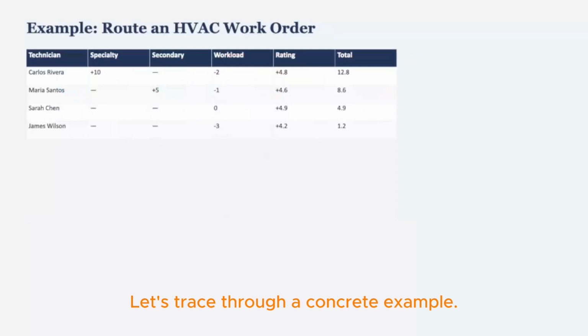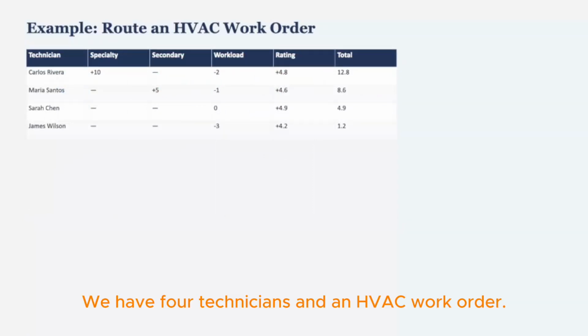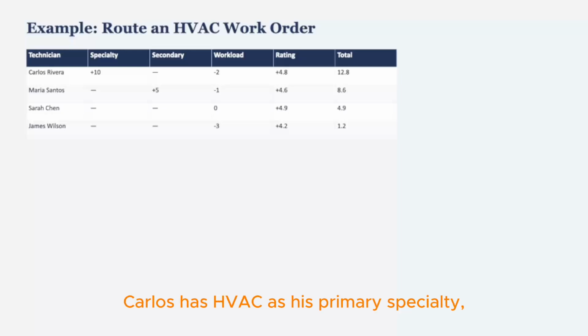Let's trace through a concrete example. We have 4 technicians and an HVAC work order. Carlos has HVAC as his primary specialty, so he gets +10. He has 2 active orders, so -2 penalty. His 4.8 rating gives +4.8 bonus. His total score is 12.8. He wins.